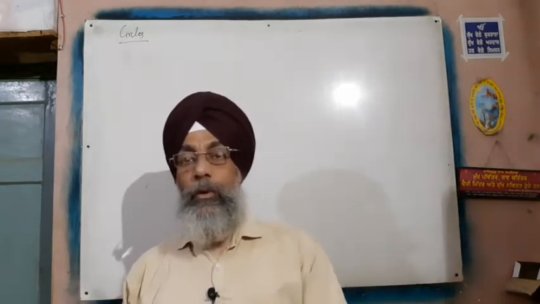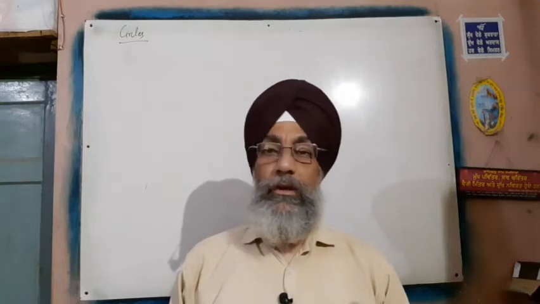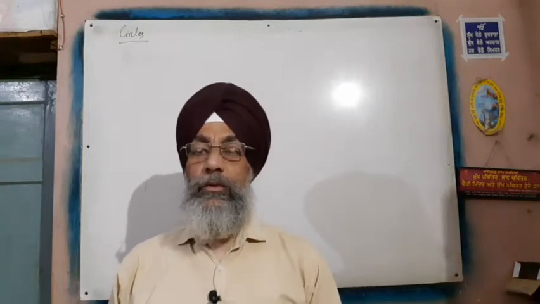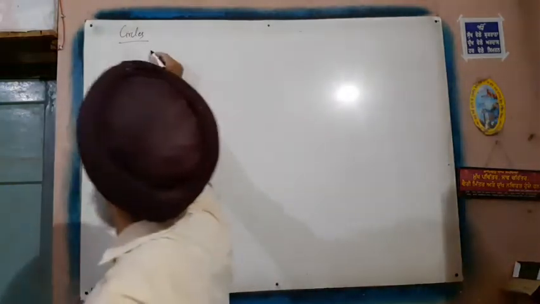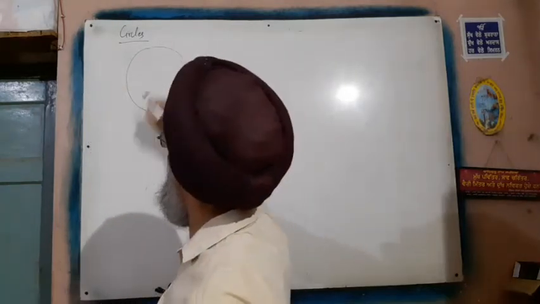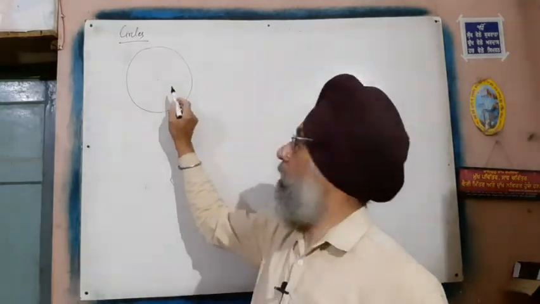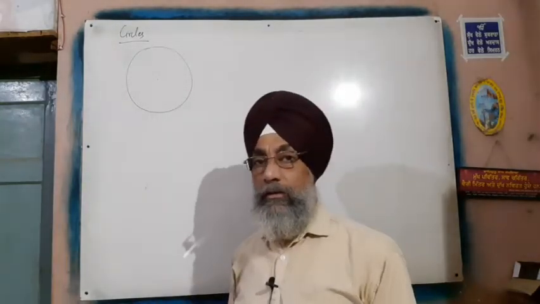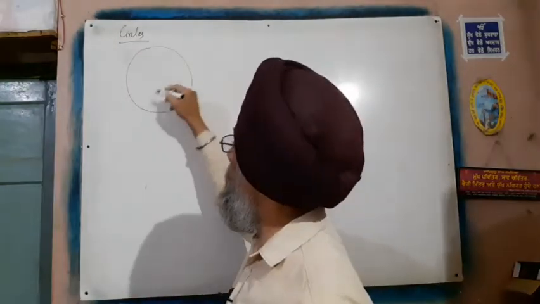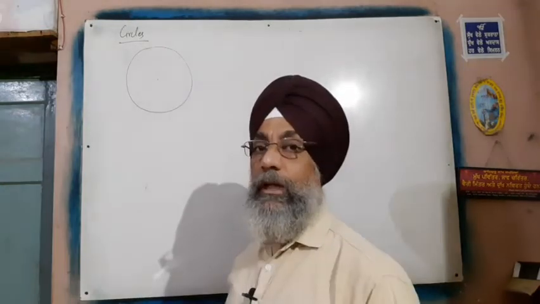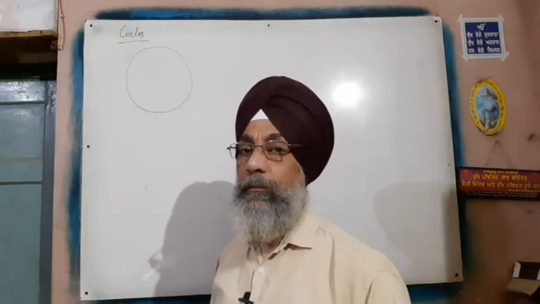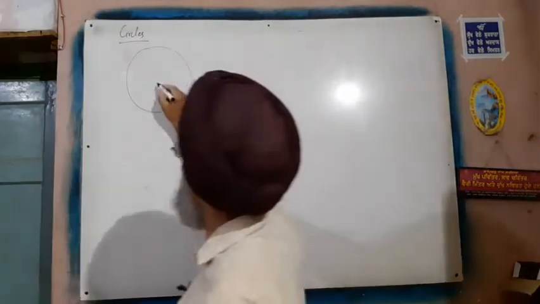A set or group of many points which are at equal distance from a fixed point is known as a circle, and that fixed point is known as the center of the circle. A set of points is also known as the locus of points. So this is a fixed point. There are so many points on this path which are at a fixed distance from this point. The distance of all points on this path from the fixed point is known as the radius, and this fixed point is known as the center of the circle.